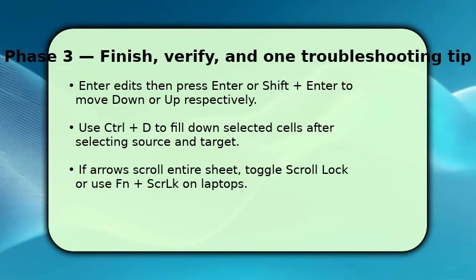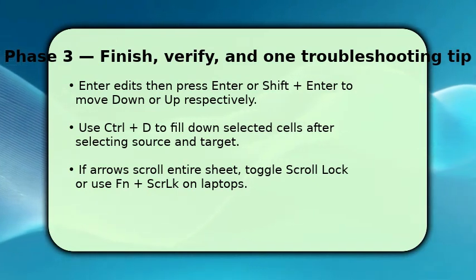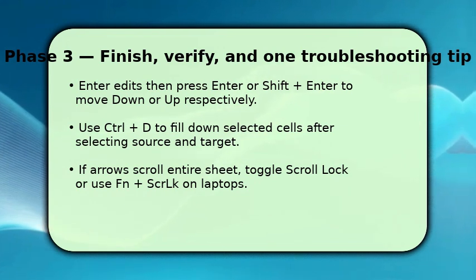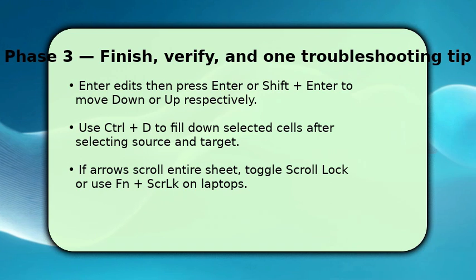To finish edits, type in a cell and press Enter to move down or Shift plus Enter to move up. This speeds data entry. Once your source cell is ready, select target cells and press Ctrl plus D to quickly fill down. It copies formulas and values efficiently.